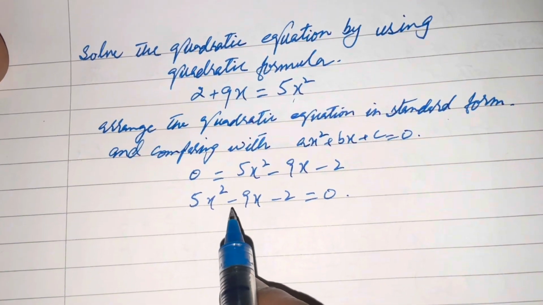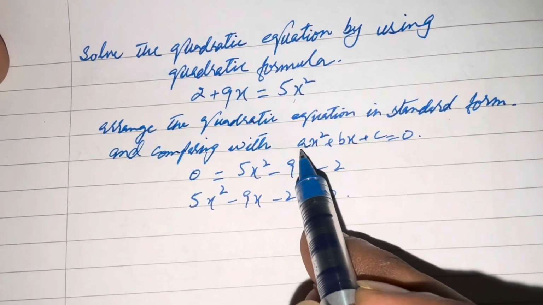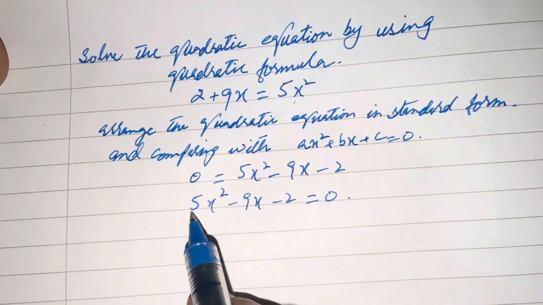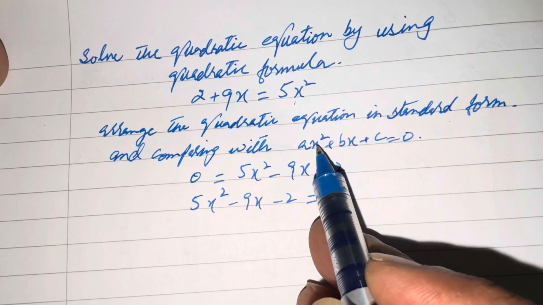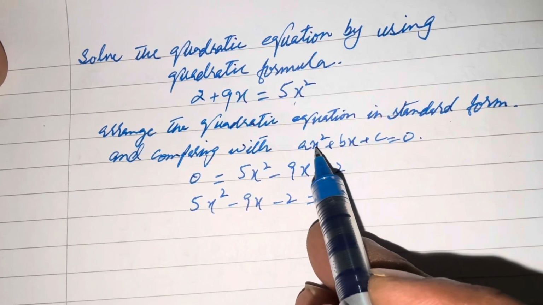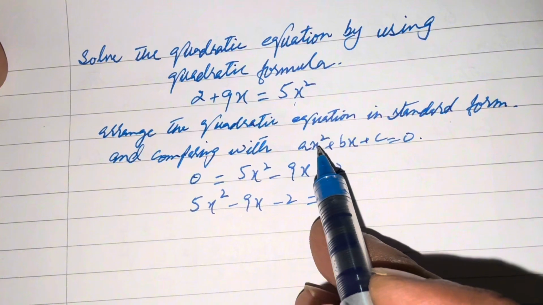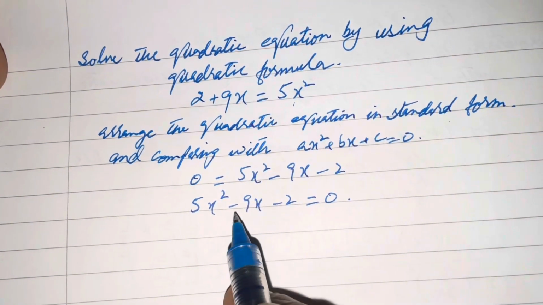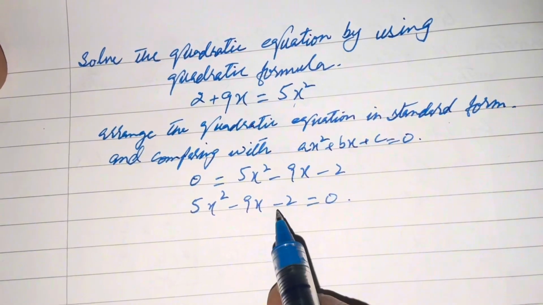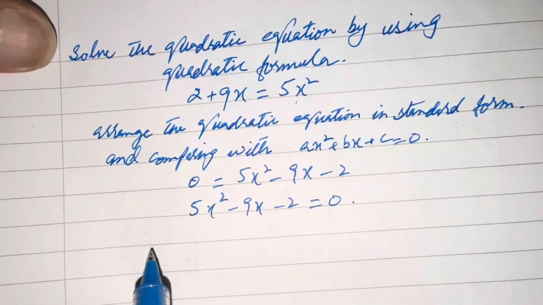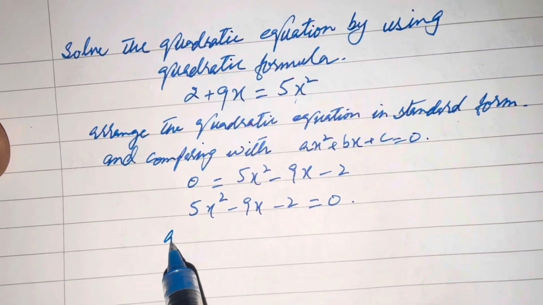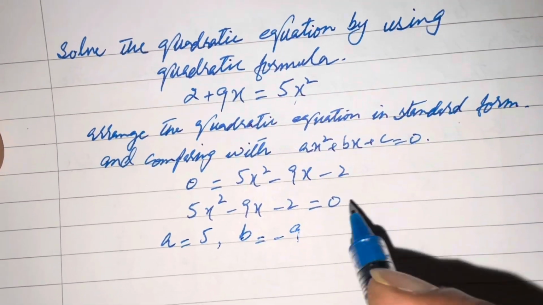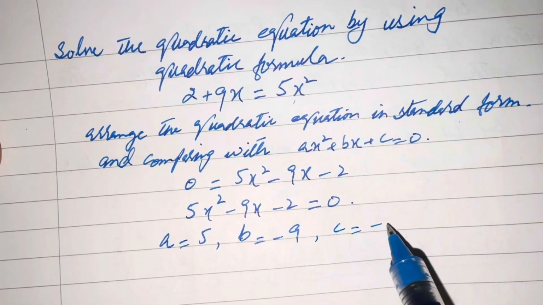Now we compare this quadratic equation with the standard form. The coefficient of x squared is 5 in this equation, and in the standard form the coefficient is a. The coefficient of x is b, and here it is minus 9, and the constant c is minus 2. So we can write a is equal to 5, b is equal to minus 9, and c is equal to minus 2.